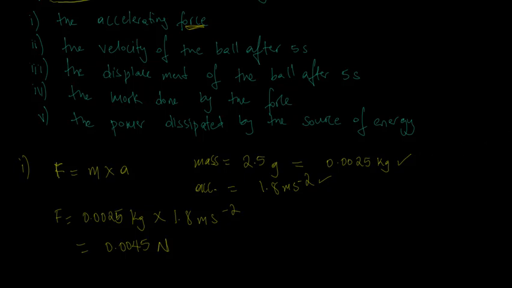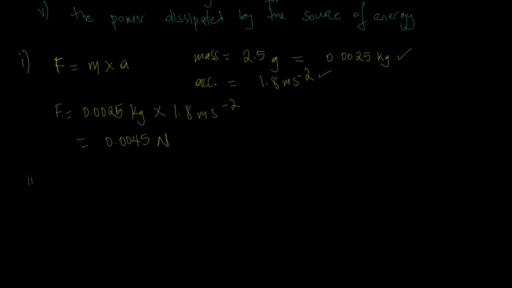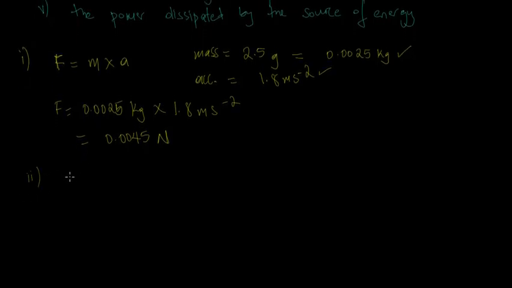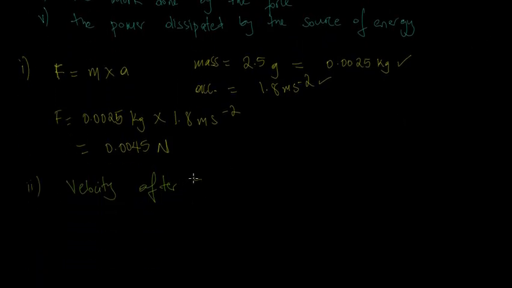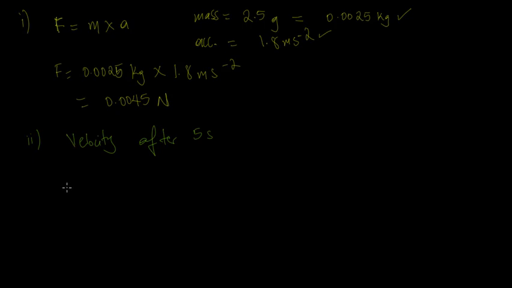Now part 2 asks us to find the velocity of the ball after 5 seconds. So let's say part 2. We want to find the velocity after, what did it say, 5 seconds. We can use our formula for linear velocity, and that formula is v is equal to u plus at, where v is our final velocity, u is our initial velocity, a is our acceleration, and t is our time.